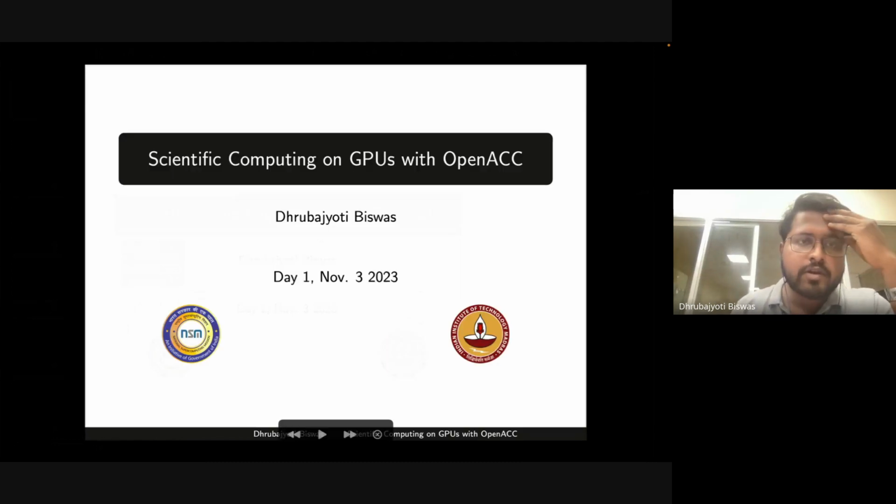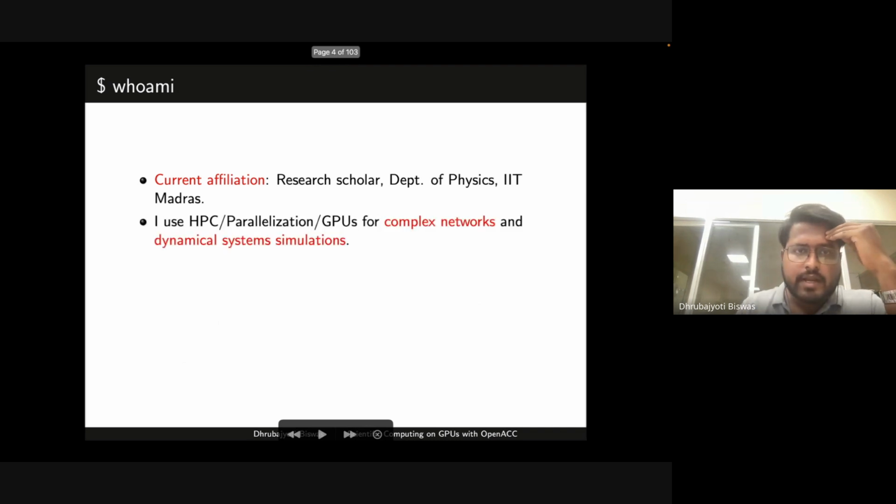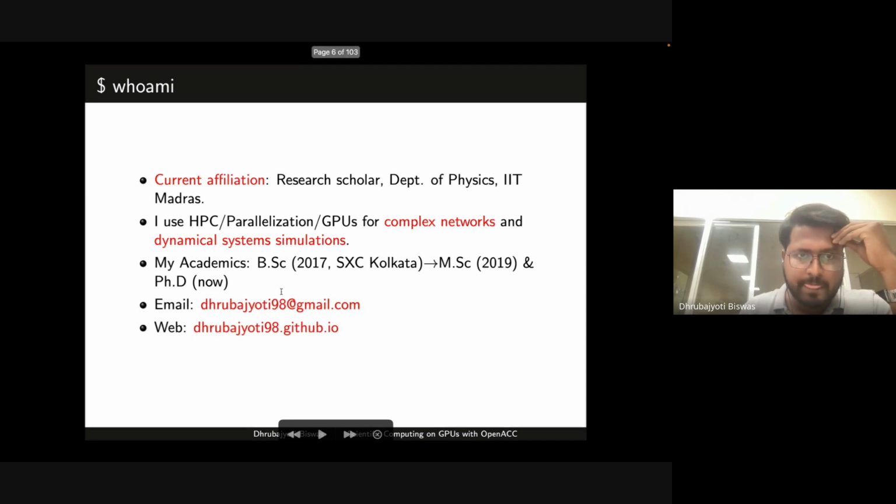Welcome everyone to this course on scientific computing on GPUs with OpenACC. I'm Durgajyoti, and we will be having around 3 weeks of Saturdays and Sundays afternoon where we will discuss this topic. I am a research scholar at the Department of Physics at IIT Madras, and my research work pertains to complex networks and dynamical system simulations, where I have found a very nice potential application of HPC parallelization, and I typically use GPUs in my research. My background is in physics: I completed my undergraduate degree from St. Xavier's, Kolkata, and my master's from IIT Madras, and I'm doing my PhD now. You can reach me by email at dhruvaJyoti98@gmail.com, and you can look up more details of my research work on my website.